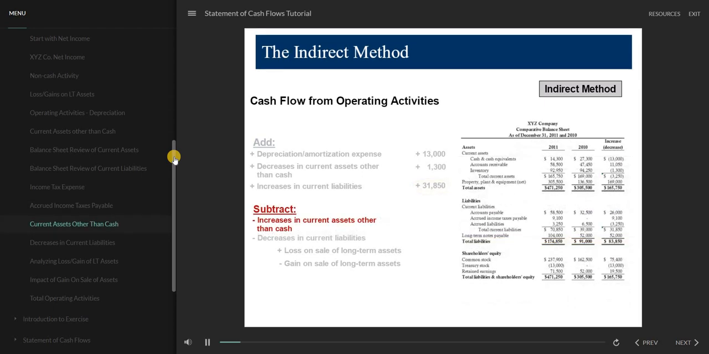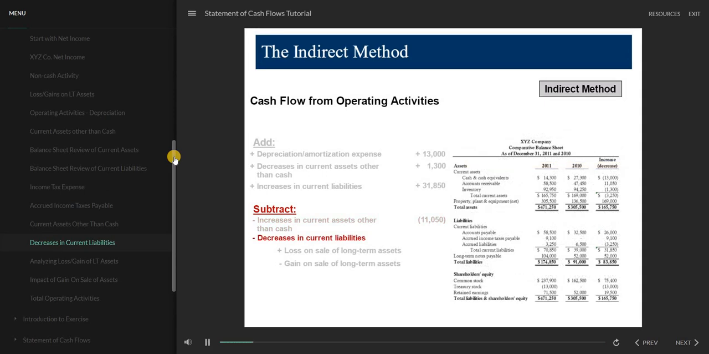Next, we'll want to see if there are any increases in current assets other than cash. To accomplish this, we must again turn to our comparative balance sheet. We see that our accounts receivable has increased year over year by $11,050. This implies that at least some of the sales recognized in our net income were made by extending credit to our customers. Since we only want to focus on sales that increased our cash, we'll want to deduct that increase from our net income in order to reflect the appropriate cash movement.